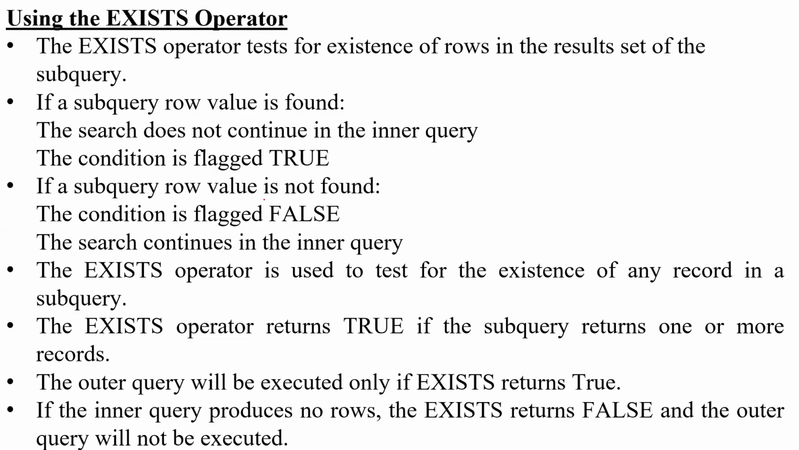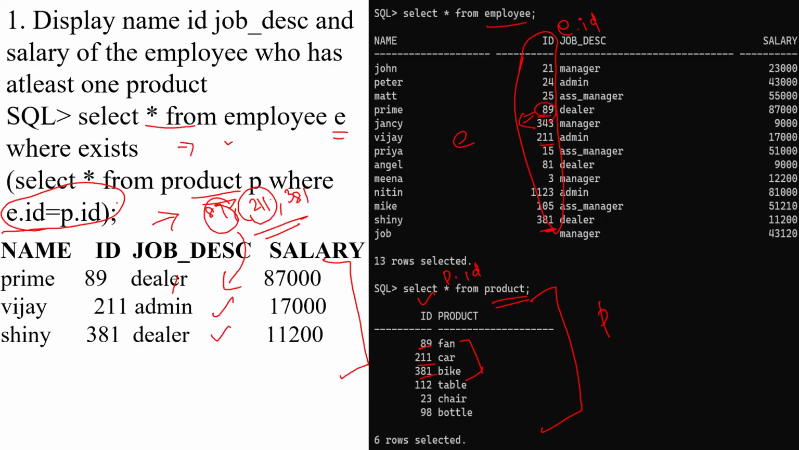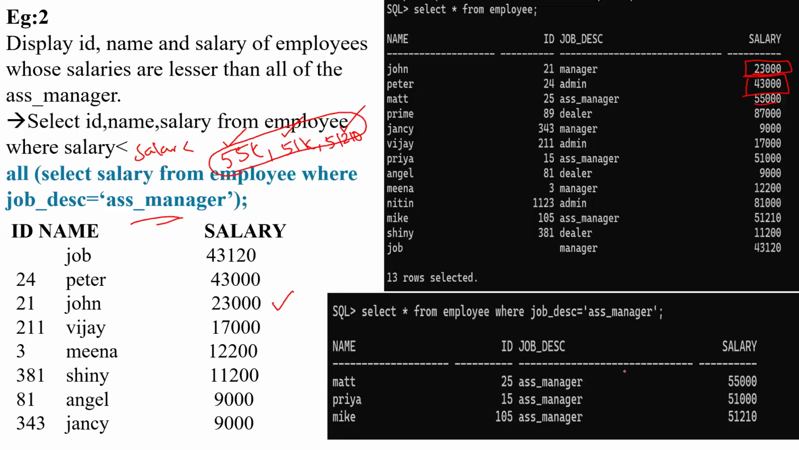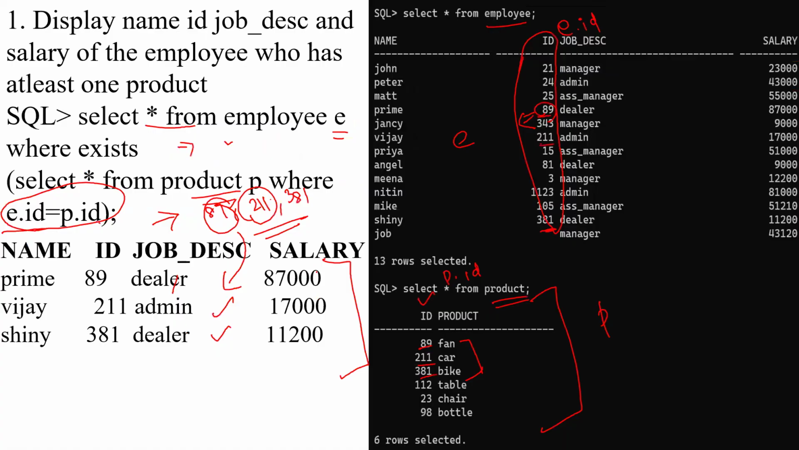So the subquery row is not found. Here, the subquery's EID is not equal to PID, so it will result in false, and the inner query will not work further. Okay, that is the difference. The EXISTS operator is used to test the existence of any record in a subquery. The EXISTS operator returns true if the subquery returns one or more records. The outer query will be executed only if EXISTS returns true. So if EID is equal to PID, then you will get an answer. If not, you will not get an answer.